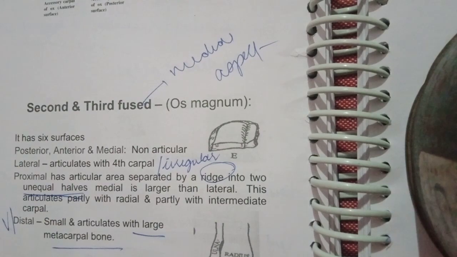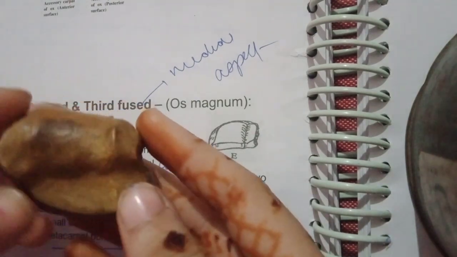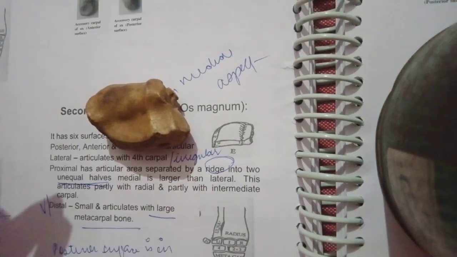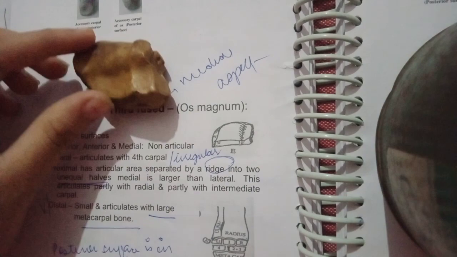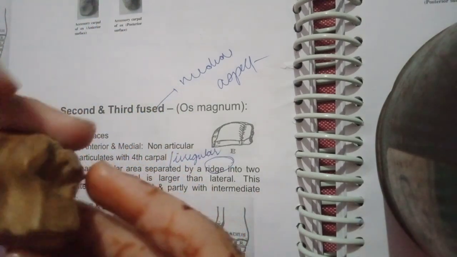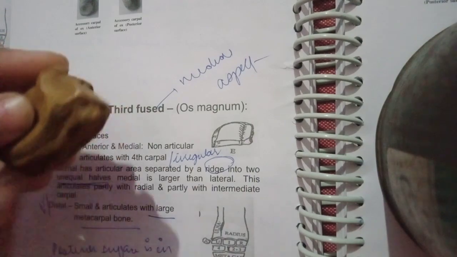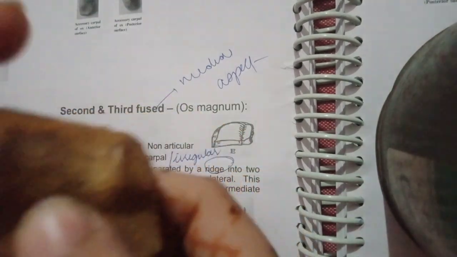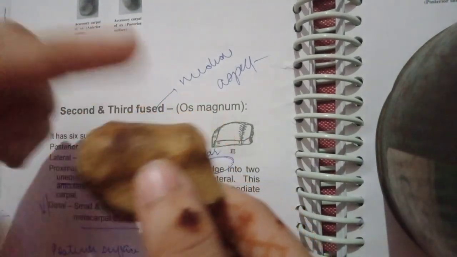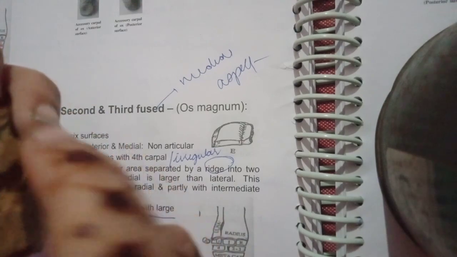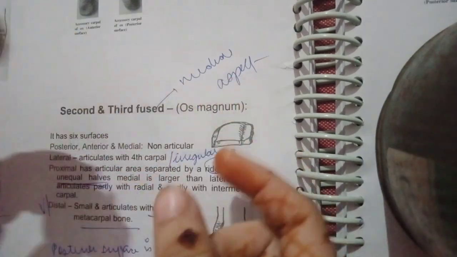Now talking about the second and the third carpal. In the case of ox, the second and third carpal are fused. Clear? And it is known as os magnum. It again has 6 surfaces. This is the anterior one, this is the posterior one, this is the medial one. These 3 are non-articular. You can see they are continuous also. The lateral side will be articulating with the fourth carpal. Here you can see the lateral side.